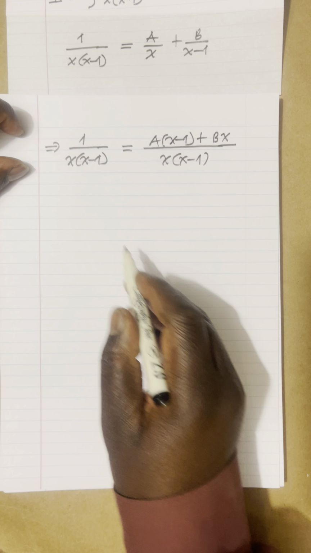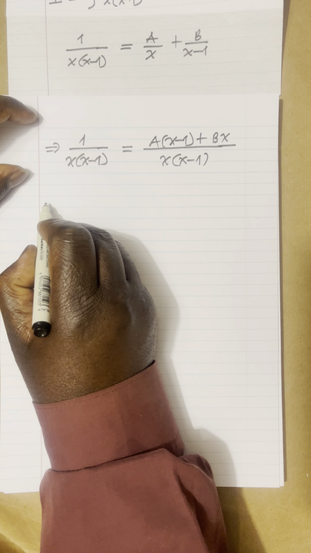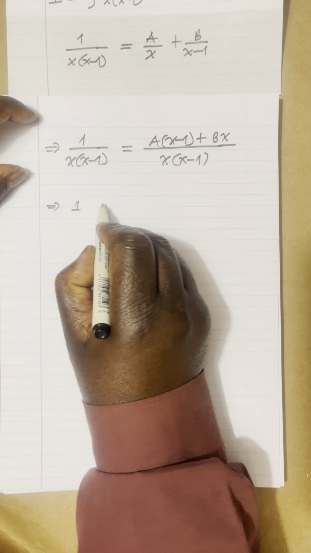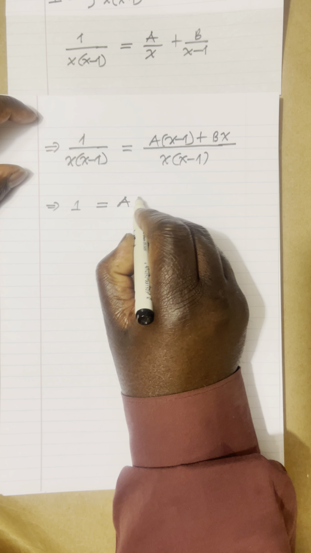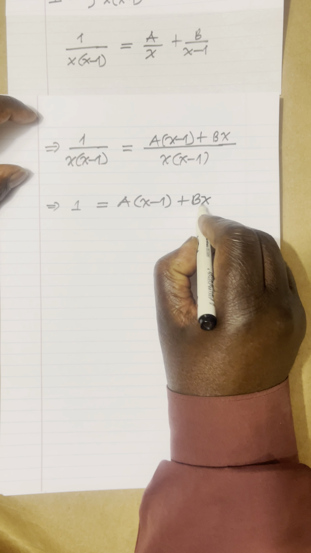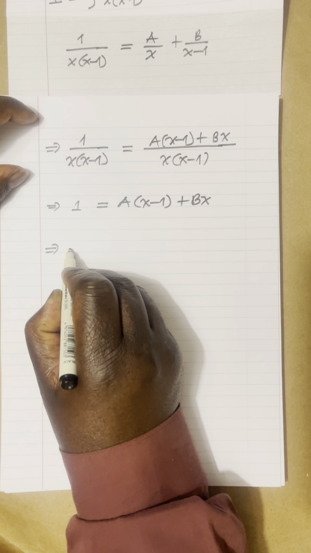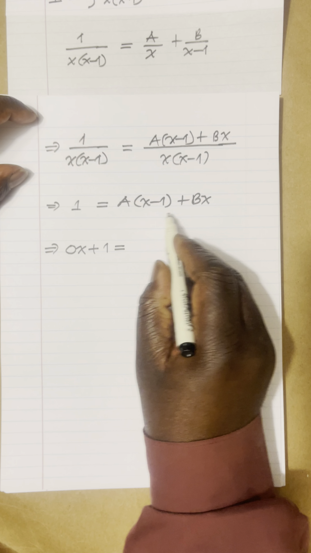Right, now two fractions are such that the denominators are the same. Therefore, if the two fractions are the same, numerators must be the same as well. So this implies 1 is actually equal to, let me expand that. Maybe let me keep it like that for now, like this, plus bx. Let me rewrite the left-hand side to 0x plus 1. You'll understand shortly why. Let's expand this.